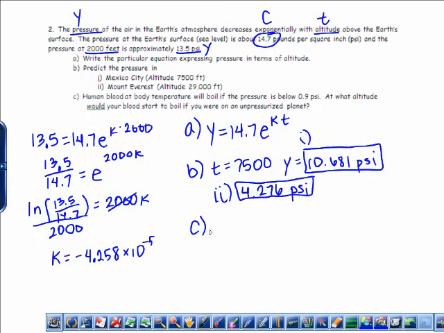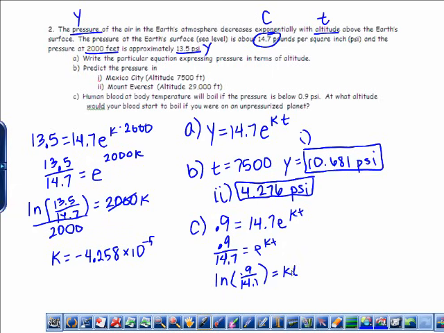All right, part C is the harder type of question, although it's really not that bad. They're giving you a new y value, so we write 0.9 equals 14.7 e to the power of kt, but we know how to solve this. First, we divide by 14.7, so 0.9 divided by 14.7 equals e to the power of kt. Then we're going to take the natural log of both sides, so the natural log of 0.9 over 14.7 equals kt, and then you're going to divide by k.